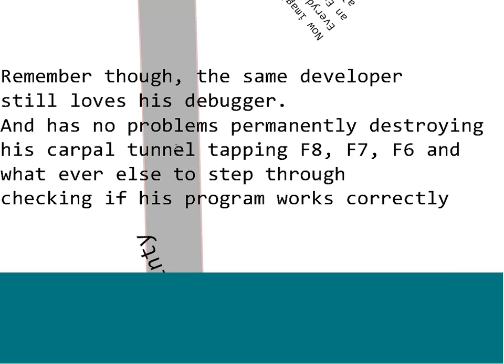Unfortunately, it's the same developer who has absolutely no problems permanently destroying his carpal tunnel by tapping F8, F7, F6, stepping through the debugger to check if his program works correctly. We've seen that happen all the time. To thoroughly understand a program, we step through it several times over. We cycle through it in one direction, we cycle through another flow, we pass another parameter to the web page, then we break it at a different point, just to introspect and understand what paths the code takes.